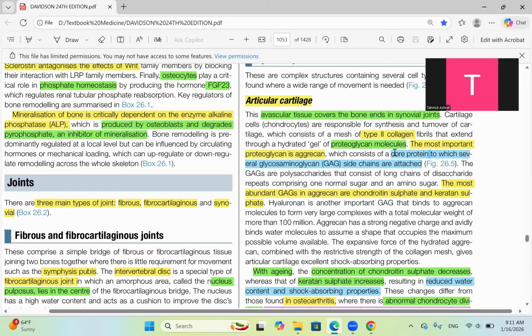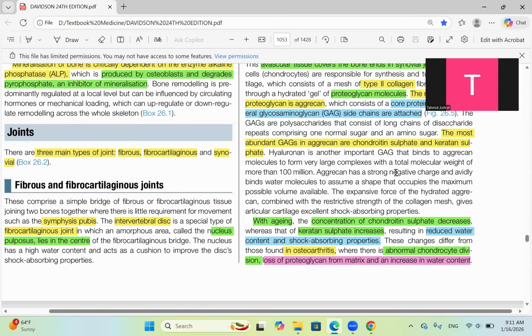Proteoglycan is a broad term, and the most important proteoglycan is aggrecan. So the most important component of the gel is aggrecan. Again, aggrecan consists of a core protein to which several glycosaminoglycan side chains are attached.